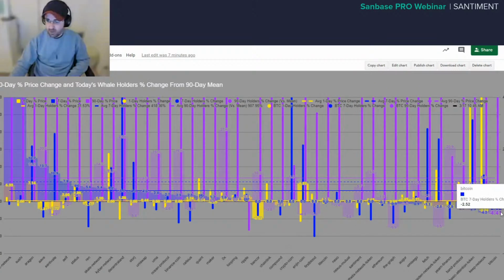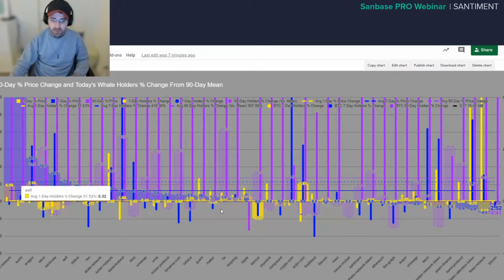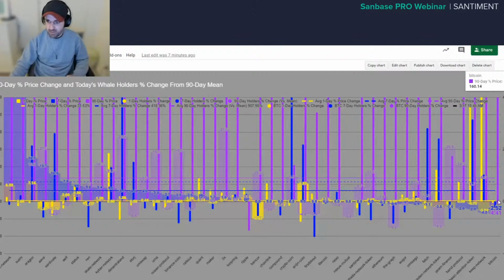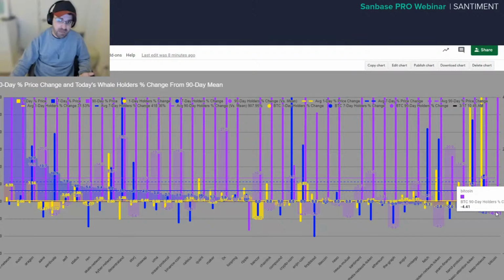I keep Bitcoin over in its own column with larger bold numbers, so it's more easily findable than the rest of the assets here, as it's going to be one of the most commonly referred to, right? But basically, this model's showing that we've dropped negative 2.2% in the last day, negative 2.5% over the last week, and we're about negative 4.4% down versus the mean over the last 90 days.